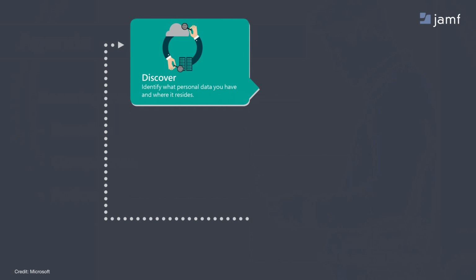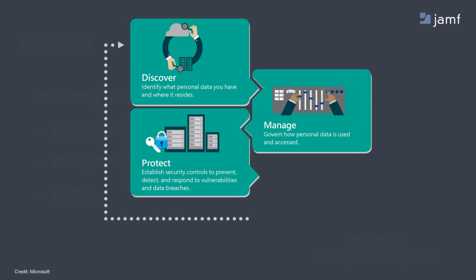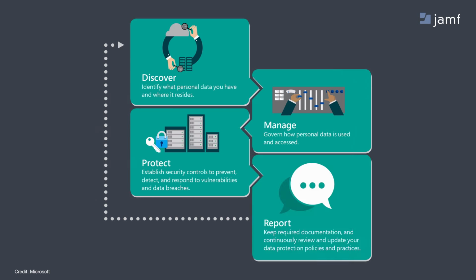Microsoft have shared a 4-point plan to begin the journey to GDPR compliance. Discover. First, identify what personal data you have and where it resides. Manage. Govern how personal data is used and accessed. Protect. Establish security controls to prevent, detect, and respond to vulnerabilities and data breaches. And finally, report. Keep required documentation and continuously review and update your data protection policies and practices. With these 4 points in mind, we'll look at how using Jamf Pro we can secure your macOS endpoints.